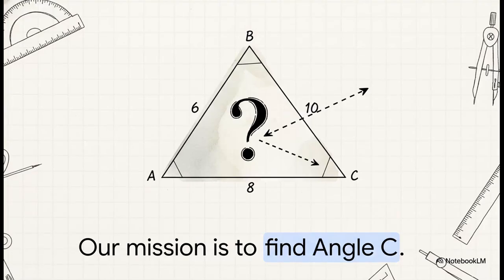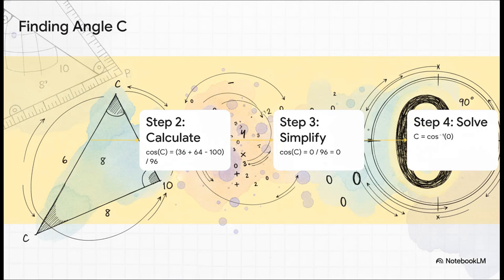All right, so here's our setup. We've got a triangle with sides measuring 6, 8, and 10. Our mission, should we choose to accept it, is to find angle C. That's the one across from the longest side, the side with length 10. So let's plug our numbers right into that formula. We've got 6 squared plus 8 squared minus 10 squared, all of that divided by 2 times 6 times 8. And check this out. The numerator simplifies beautifully. 36 plus 64 is 100, and 100 minus 100 is, of course, 0. So the cosine of our angle C is 0.